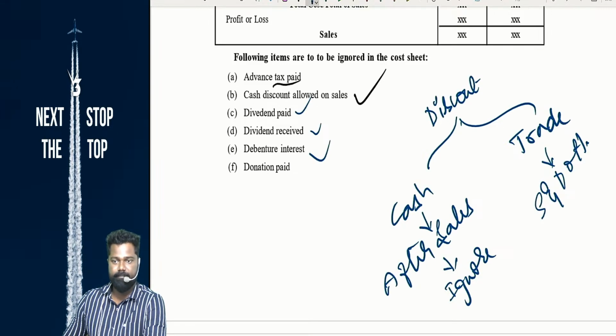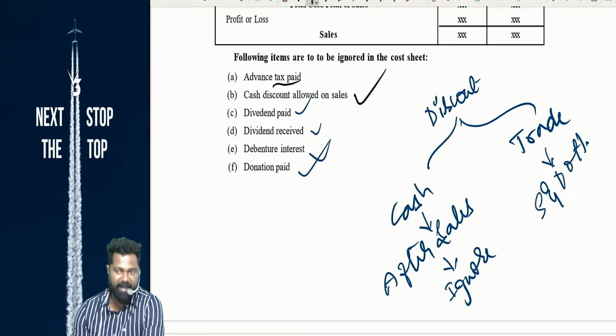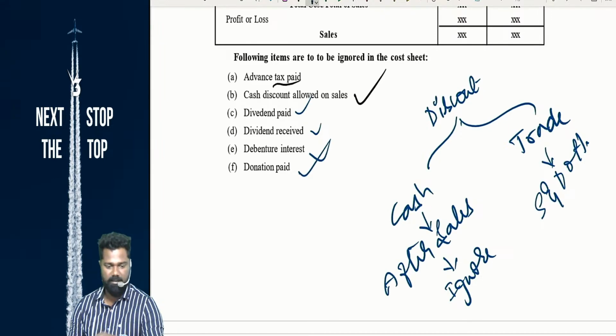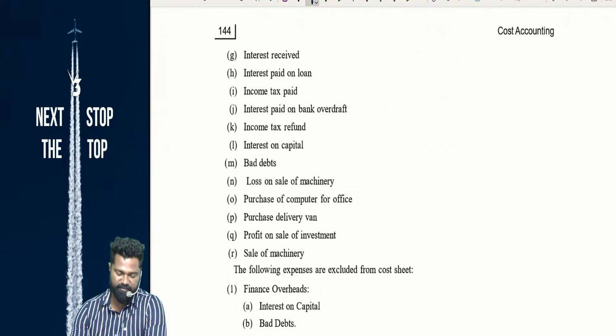Any doubt? Clear? Okay. Next, donation paid, ignore. Clear? Okay. Interest received, interest paid on loan. Which loan?